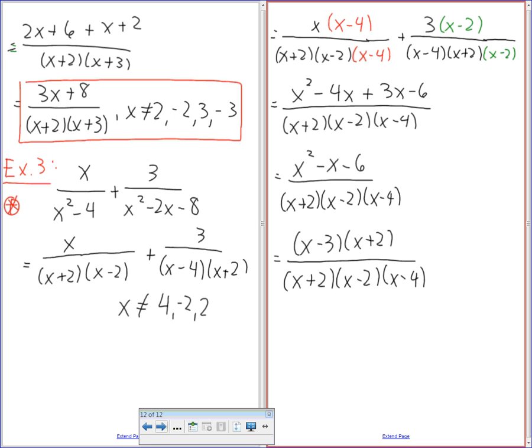Anna, I'm feeling great about this question. What else can I do to make it even better? Cancel the x plus 2. Lovely, wonderful, excellent. So the x plus 2 cancels, and we're left with x minus 3 over x minus 2 times x minus 4, where x shall not equal 4, negative 2, and 2.